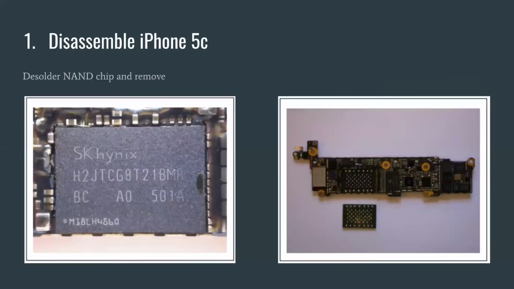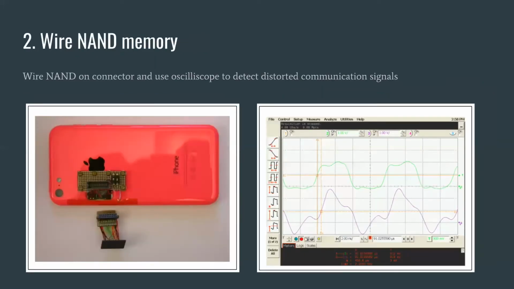The high temperature epoxy compound that's around the NAND package is then heated, and this allows the NAND to be removed using a thin knife. The next step is to wire the NAND memory. The NAND is wired up to the phone via a connector to test the phone's functionality. An oscilloscope is used to detect distorted communication signals, which need to be fixed to make the phone work correctly.